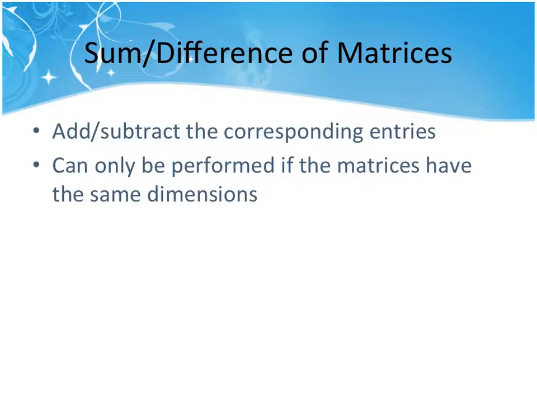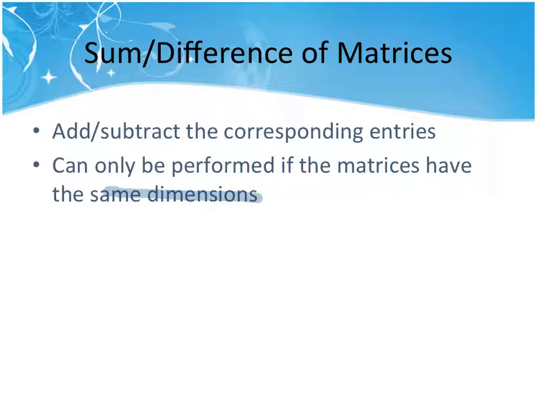Sum and differences of matrices. So you can add and subtract matrices by adding or subtracting the corresponding entries. You can only perform addition or subtraction if the matrices have the same dimensions. So you can only add a 2 by 2 to a 2 by 2, a 3 by 2 to a 3 by 2.